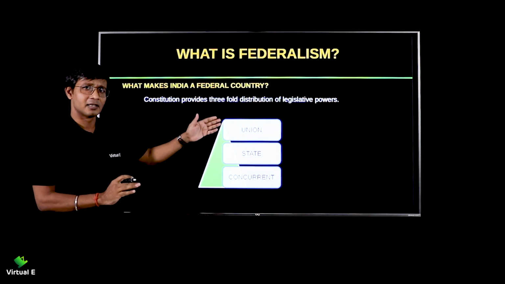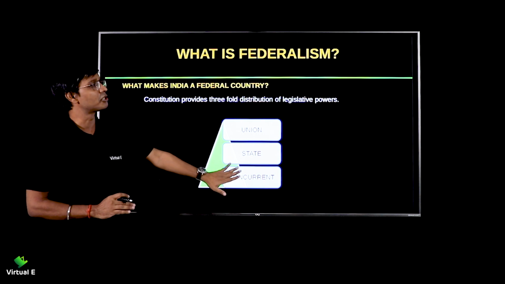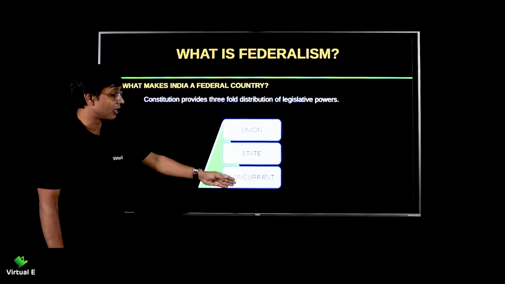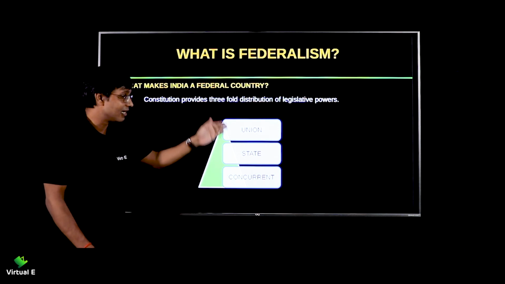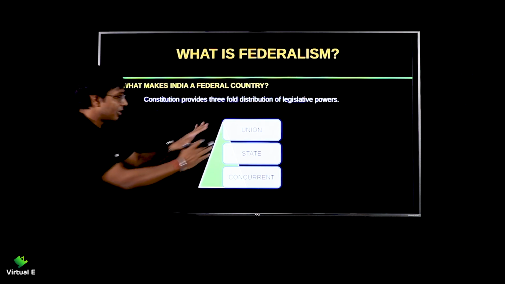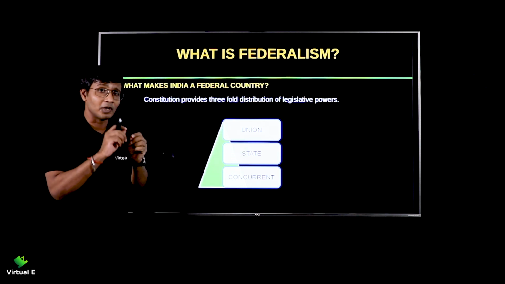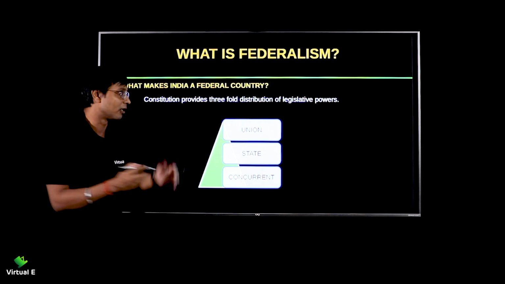See, as I discussed, we have this three-fold distribution of legislative powers. One at the union, the other at the state, then we have concurrent. These are the lists actually. Herein, each has its own work, and then we see how the powers are distributed, who is having what.